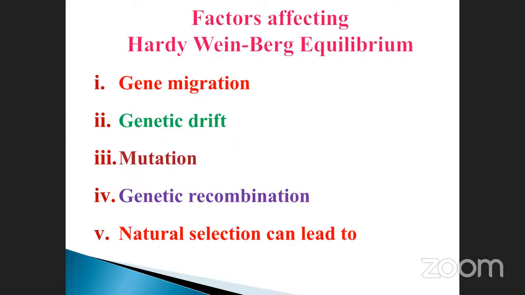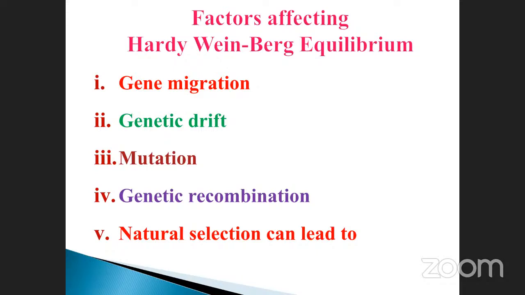And then, what are the factors affecting Hardy-Weinberg equilibrium? That means we are getting the value 1, isn't it? How will the value be affected? What are the factors involved? We are going to discuss. See, first one is gene migration, otherwise called migration. Second one is genetic drift. Third one is mutation. And the fourth one is genetic recombination.